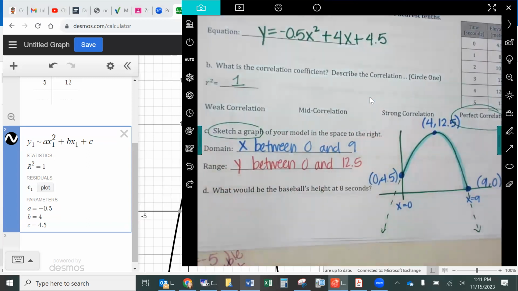So for domain, you're pinching the doors in to the side. And then for range, you're pinching the window down to see how high it goes.